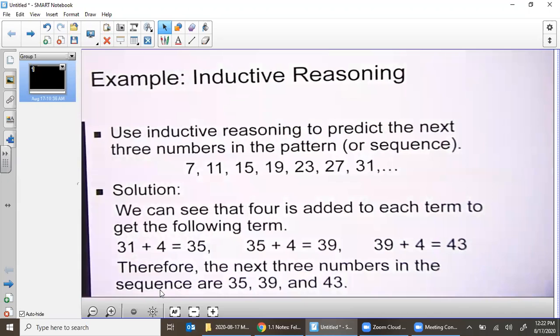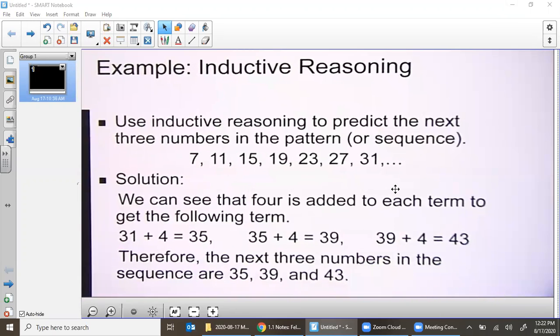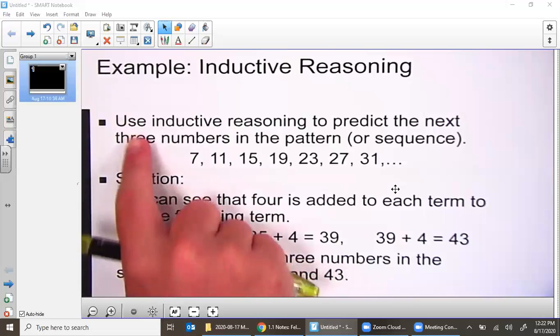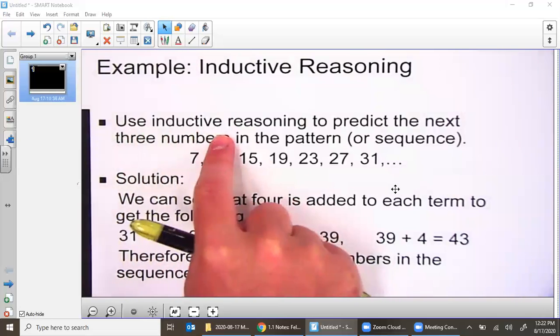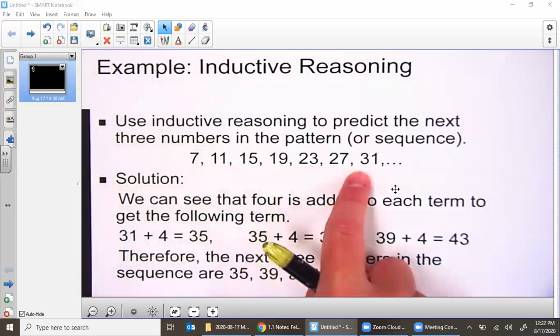So I'm going to give you an example here. For these examples, I do want you to put them in your notes, but I don't need you to write down all the words. So what I want you guys to do is just write these numbers down in your notes.